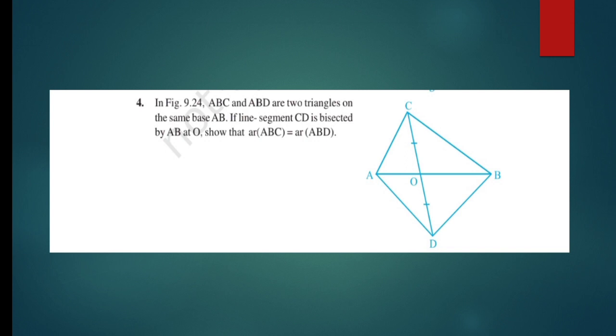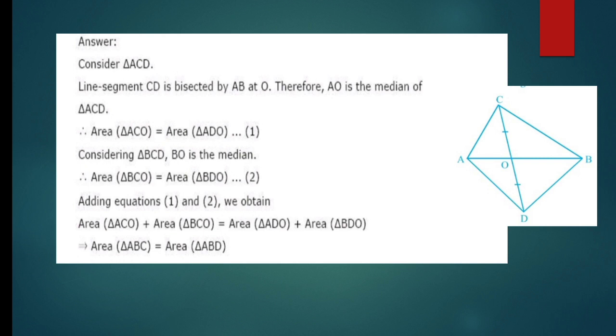And today's last sum is question number 4. Here it says the triangle ABC and triangle ABD are two triangles on the same base AB. So with the diagram we can see AB is the same base. If the line segment CD is bisected by AB, so CD is being divided by AB into equal halves at O. Show that ABC is equal to ABD. So we have to show that the area of ABC is equal to area of ABD.